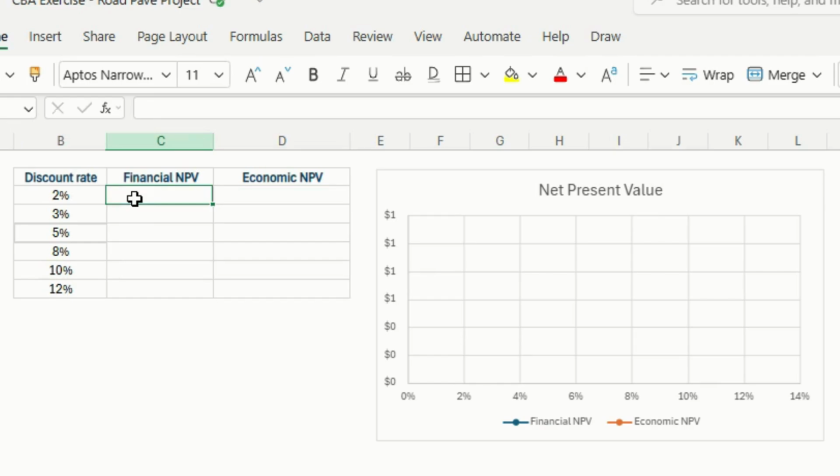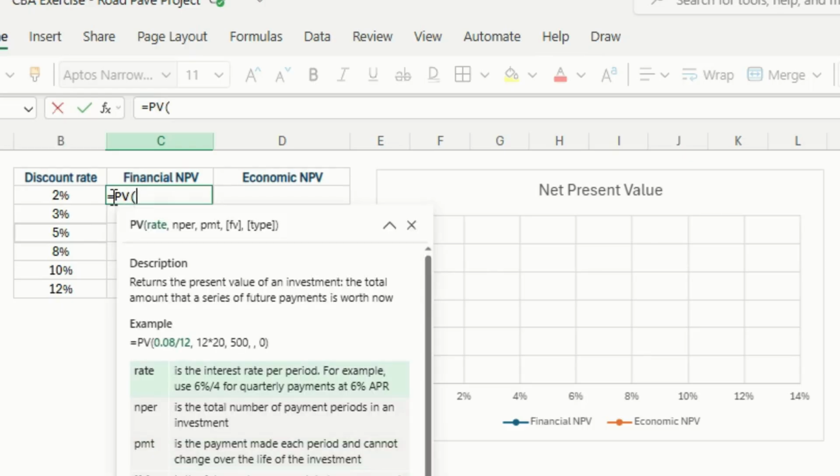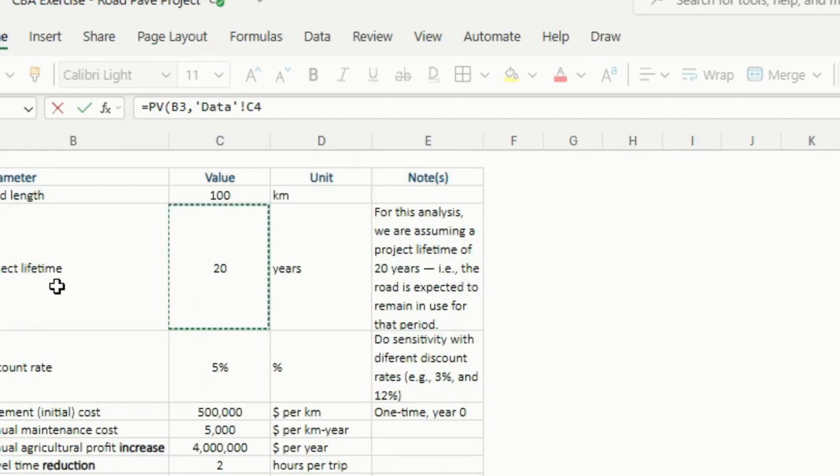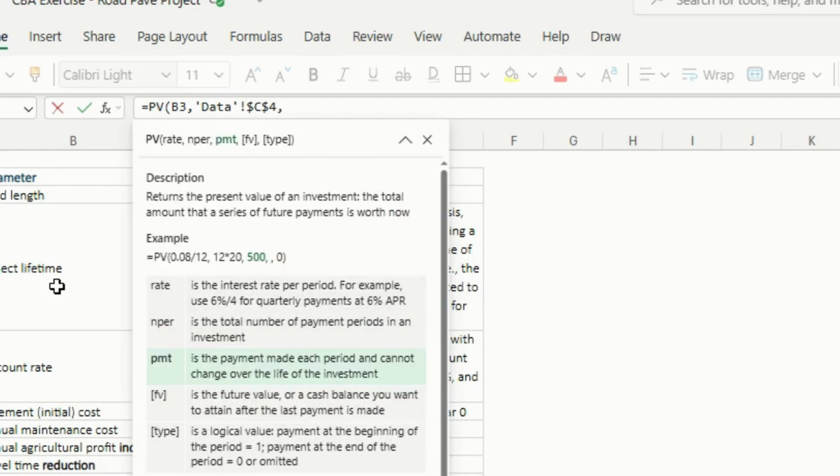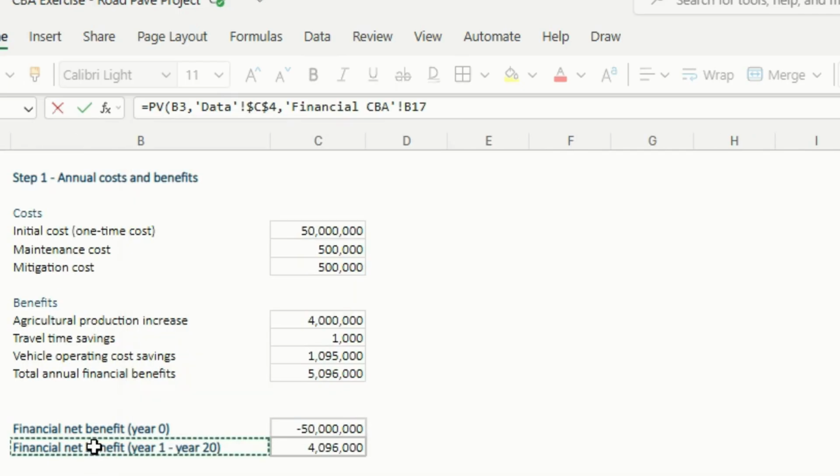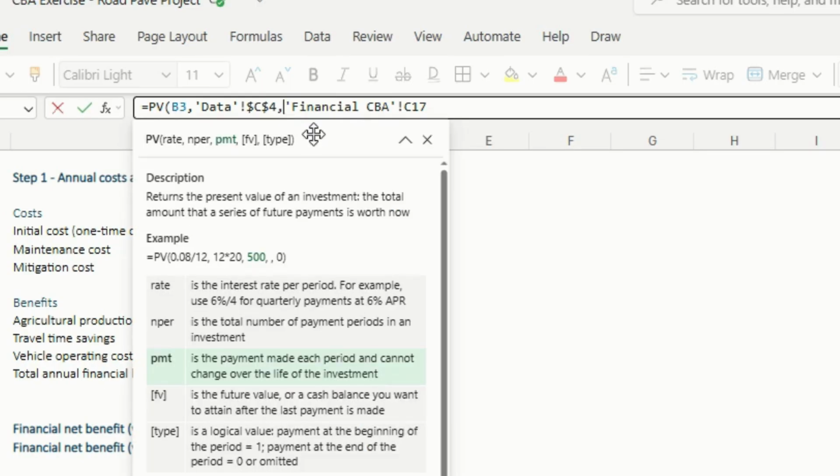Just for simplicity, I will use the built-in formula that Excel has. So present value equals the discount rate. Then we have the number of periods, which is in our case 20 years. And then we have the payment, which in our case is the financial net benefit from years 1 to 20. And here, just a parenthesis, because this formula assumes that this payment is an outflow, and here we calculated an inflow. So we needed to add a minus here.